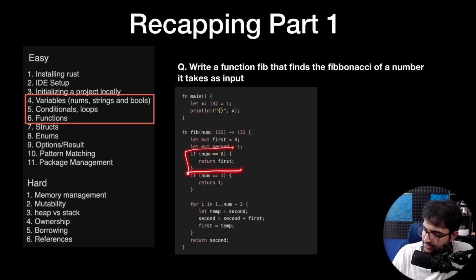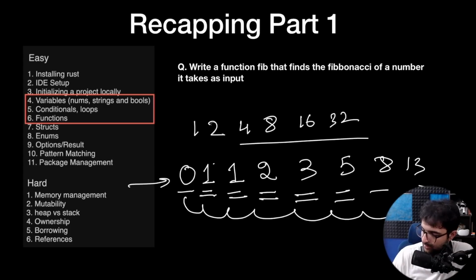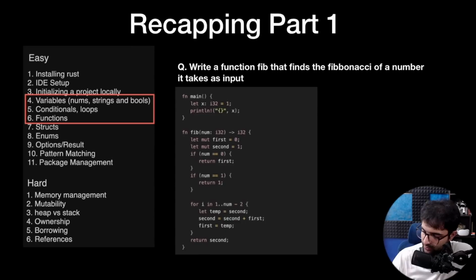I have some base conditions. If num is 0, return the first element over here. If num is 1, return 1, which we know by default is the second answer. So these two base cases we have hard coded. If the first element is wanted, return 0, second element is wanted, return 1.